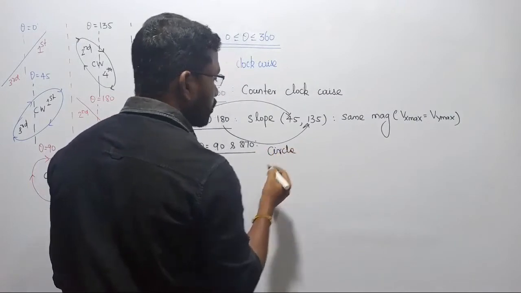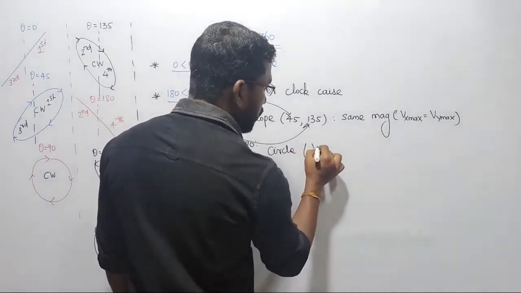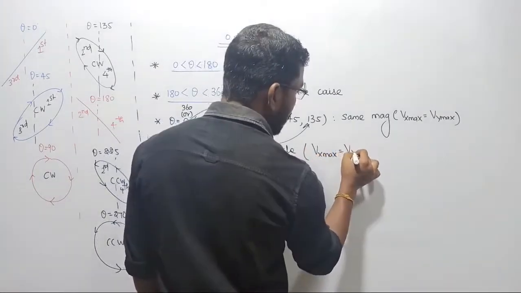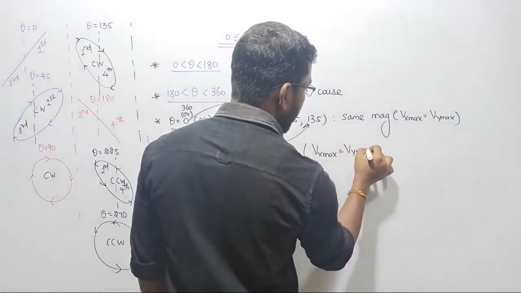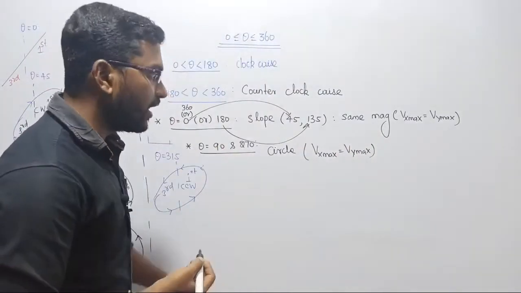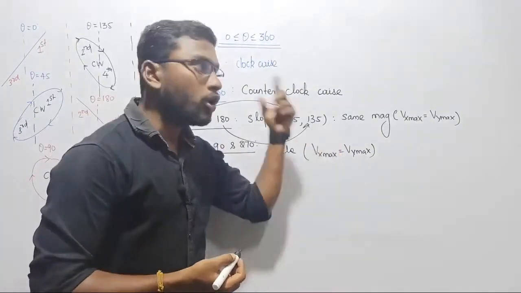Guys, listen. Yes, of course, you are getting a circle, but it is possible only when the maximum voltage of the x-axis becomes equal to the maximum voltage of the y-axis. These observations are very important because in your examination, without observing these magnitudes, you might be fixed like this.